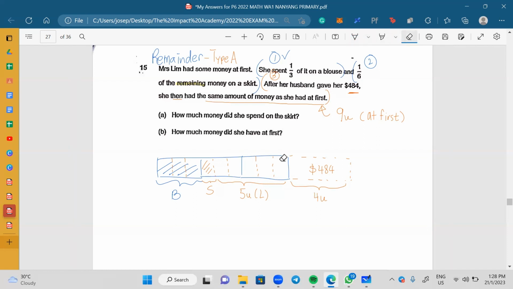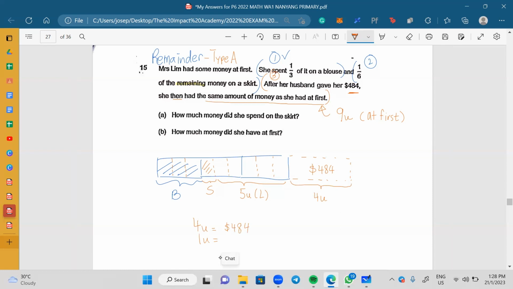How many of you say you agree with me? If you agree with me, say agree. Agree. Very good. So we know that 4 units is actually equal to 484. Am I making sense here? Quickly find Mr. Greenman. Who is Mr. Greenman? Mr. Greenman is my 1 unit.